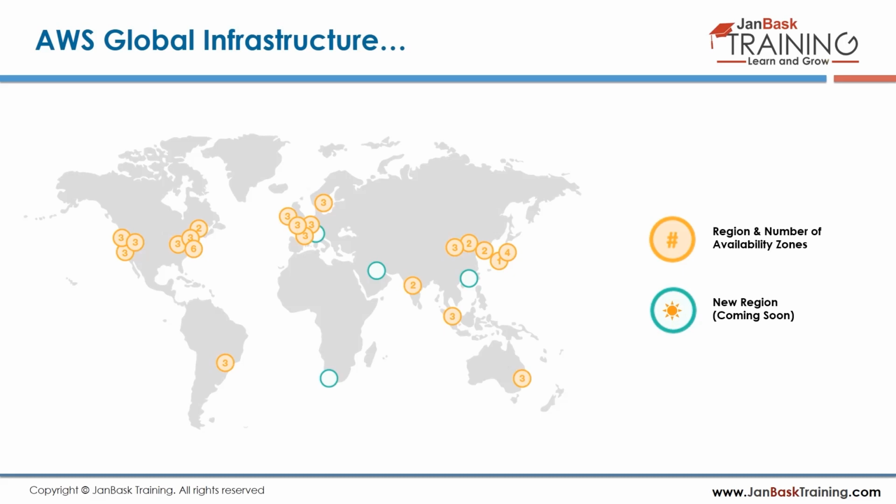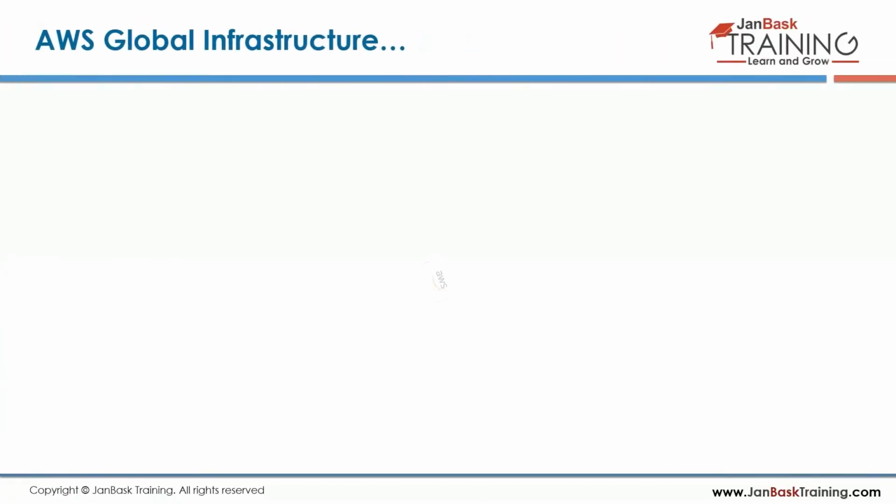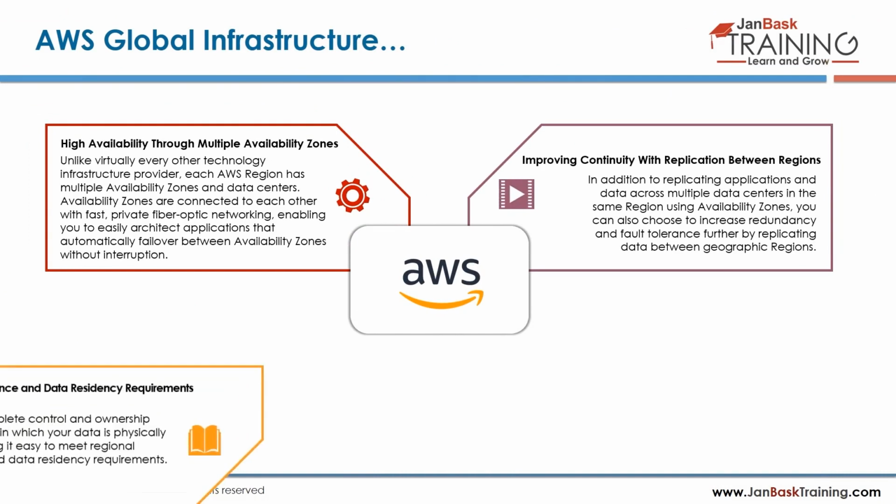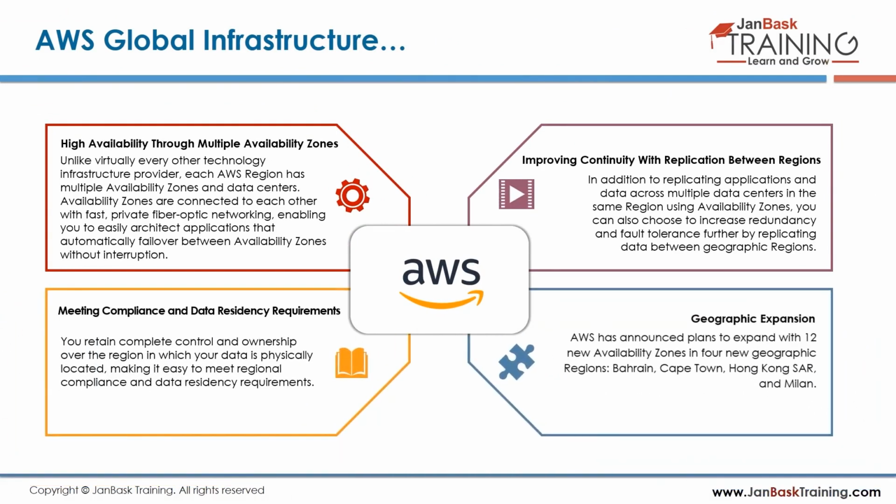You cannot keep updating your slides fast enough for AWS. AWS is really fast. You have to put a lot of effort to catch them up, right? And these are the features that come with all this infrastructure. You have high availability through multiple availability zones in each region. Each region has a minimum of 2, a maximum of 6, and on average 3 availability zones. So you get 3 data centers in a single region, which really gives you high availability.